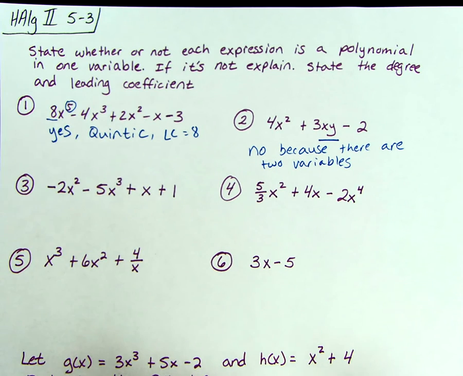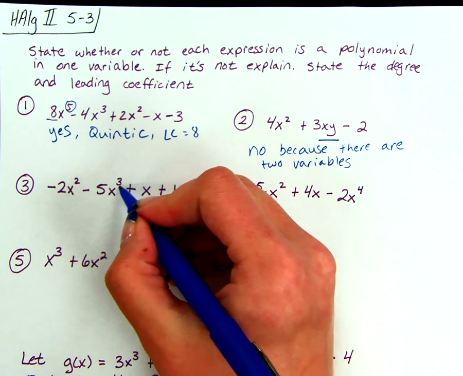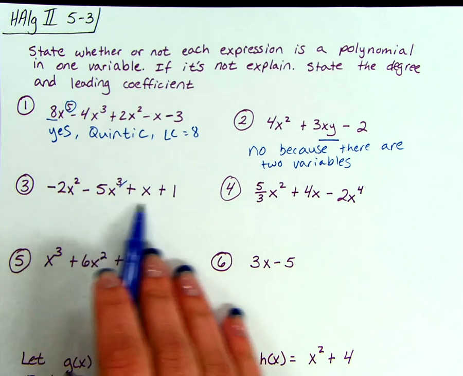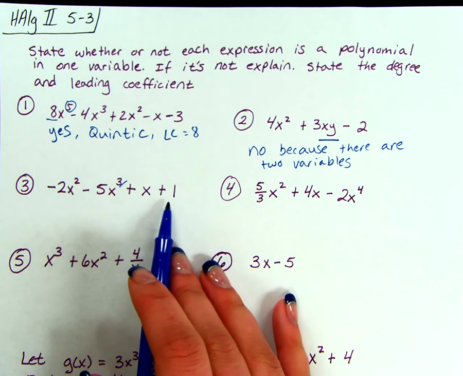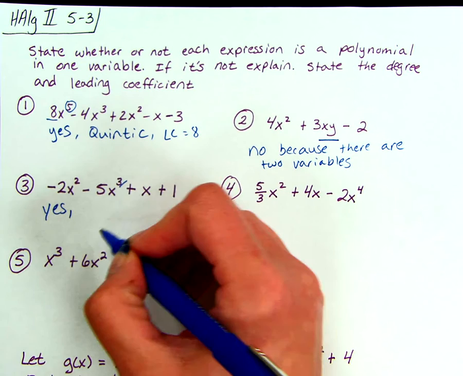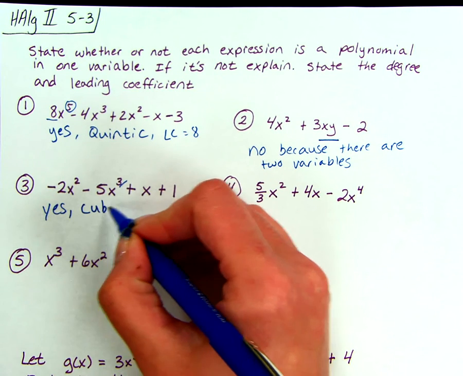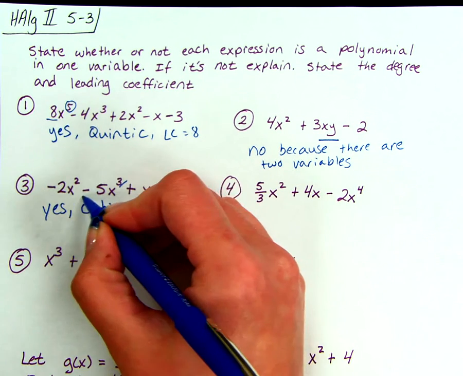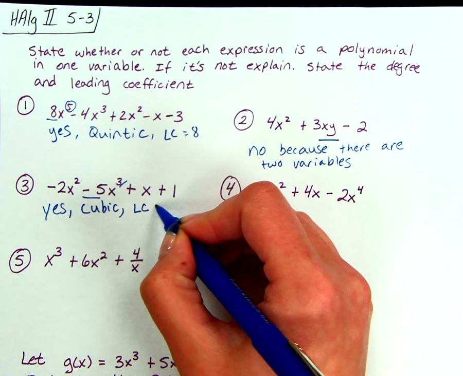All right, third problem. So again, my highest degree is a 3. And as I'm looking at this, we only have the one variable. So yes, this is a polynomial in one variable. Again, highest degree is a 3, so that's a cubic equation. And we want the number in front of that, so our leading coefficient is -5.